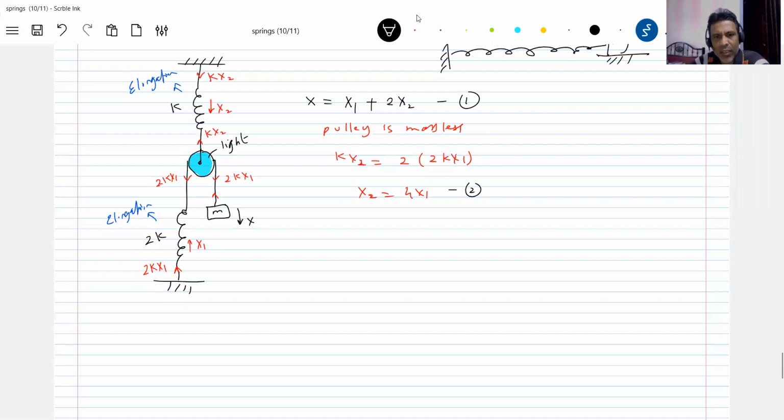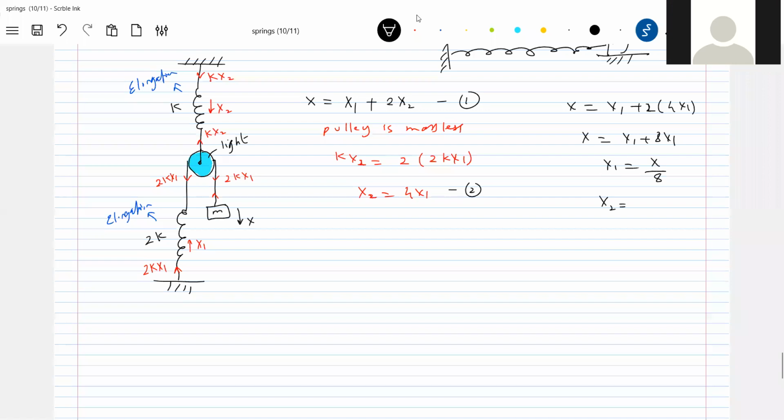Let's come to replacing x1 or x2. Put 2 in 1. X equal to x1 plus 2 into x2, which is how much? 4x1. So x is equal to x1 plus 8x1. So x1 equal to x by 8. Sir, x by 9. X by 9. I'll substitute this value of x1 here. So this will become 4x by 9. So if you displace a block by x, the springs will have displacement x by 9 and 4x by 9.